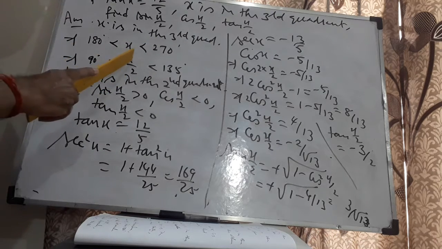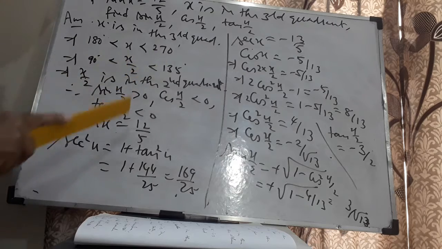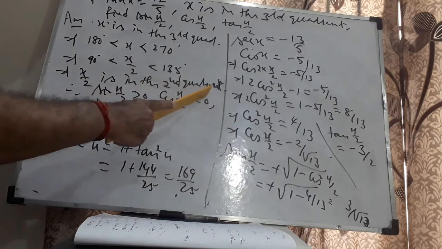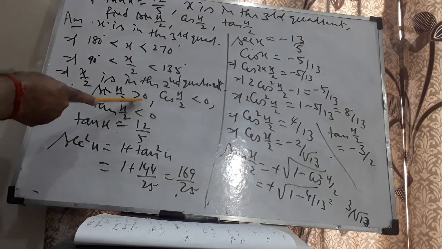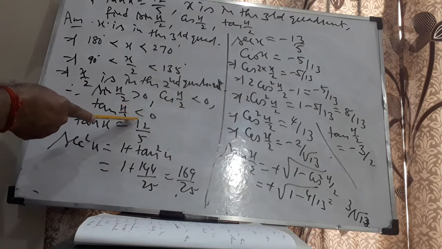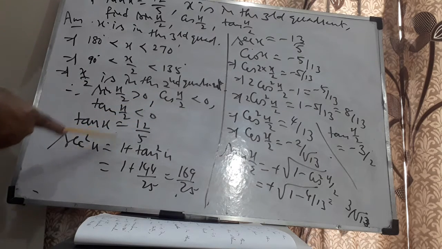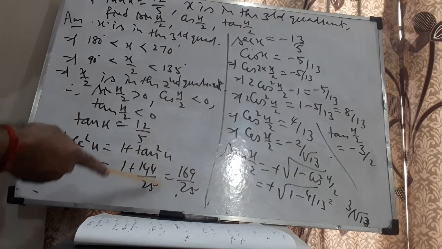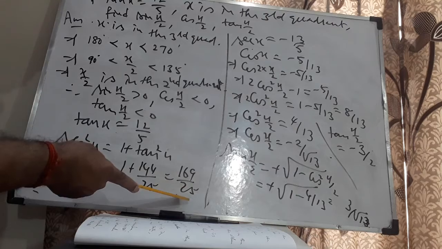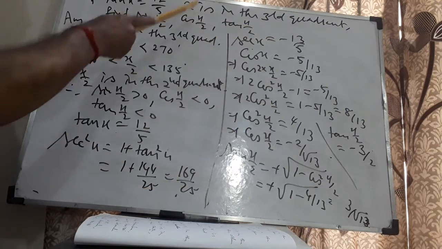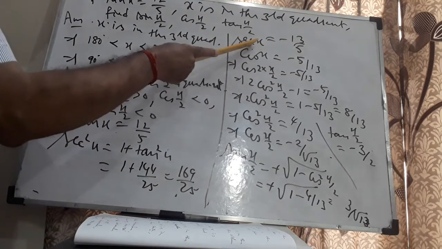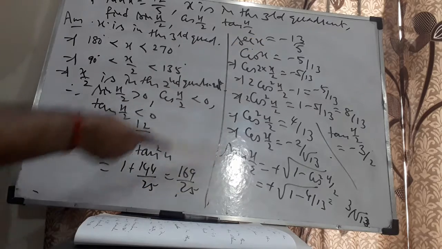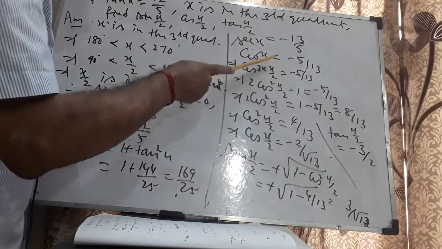Now for 90 degrees less than x by 2 less than 135 degrees, x by 2 is in the second quadrant. In the second quadrant, sine is positive, cosine is negative, tan is negative. And I end up with secant square x is 1 plus tan square x, which is 1 plus 144 by 25, 169 by 25. I take the negative square root because x is in the third quadrant, secant x is negative, minus 13 by 5. Cos x becomes minus 5 by 13.